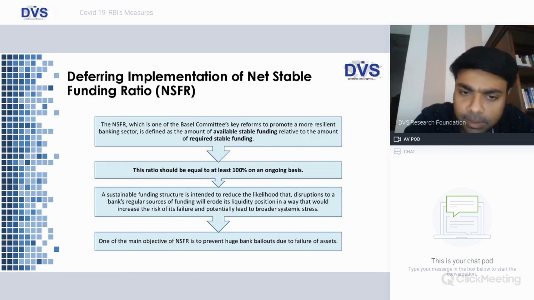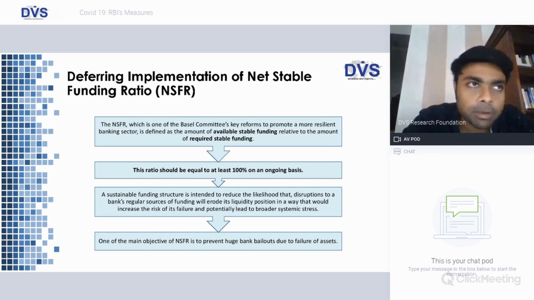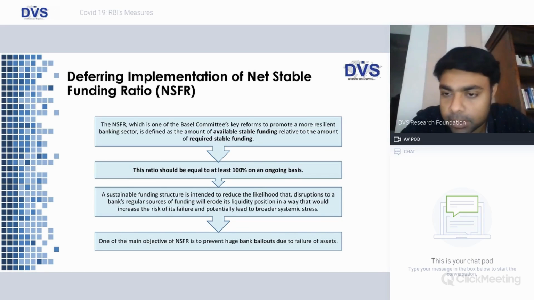A sustainable funding structure is intended to reduce the likelihood that disruption to banks' regular sources of funding will erode its liquidity position. Classic case was DHFL. To give you an example, DHFL had an average maturity tenure between 8 to 10 years on their loans given, whereas they were borrowing significantly on 30, 60 and 90-day papers, because that was far cheaper than long-term commitments. So every 60 days or 90 days, these institutions had to do a rollover. Whenever a financial crisis happens, their ability to roll over becomes very difficult, and consequently they become bad loans, and the system needs to bail out these institutions.